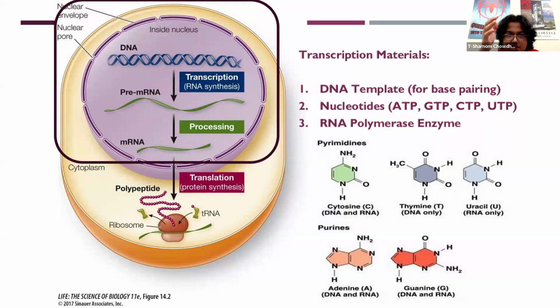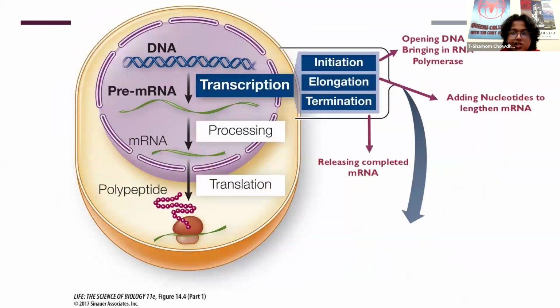So you need the DNA template, obviously, for base pairing, nucleotides: ATP, GTP, CTP, UTP, adenosine triphosphate, guanine triphosphate, cytosine, and uracil. And then you need your RNA polymerase enzyme. So transcription has 3 processes: initiation, elongation, and termination.